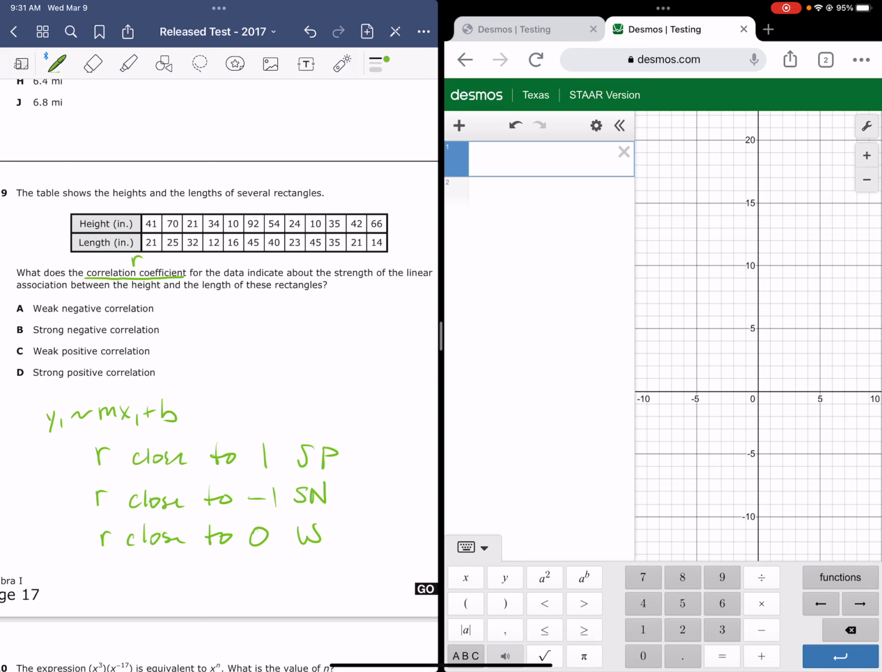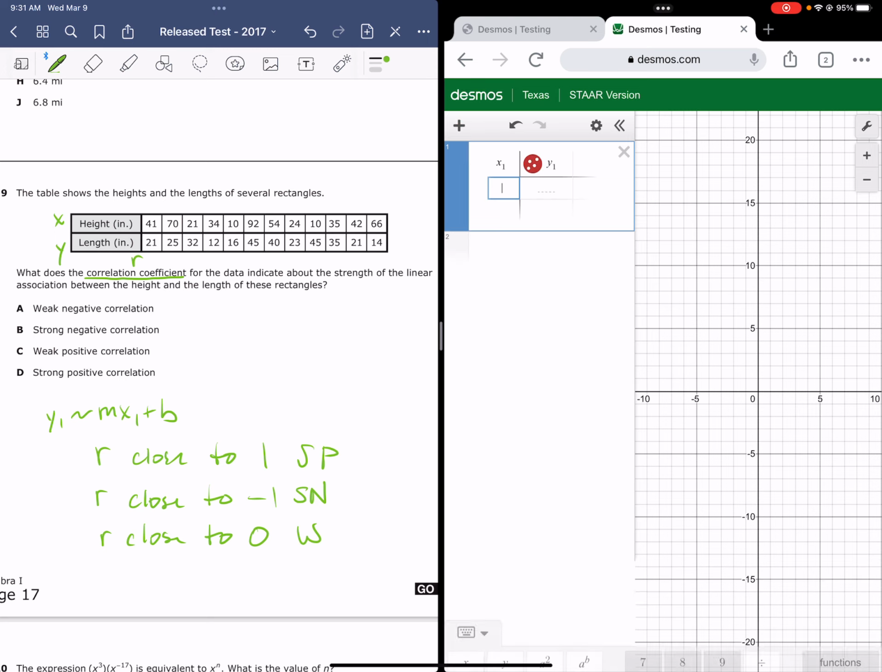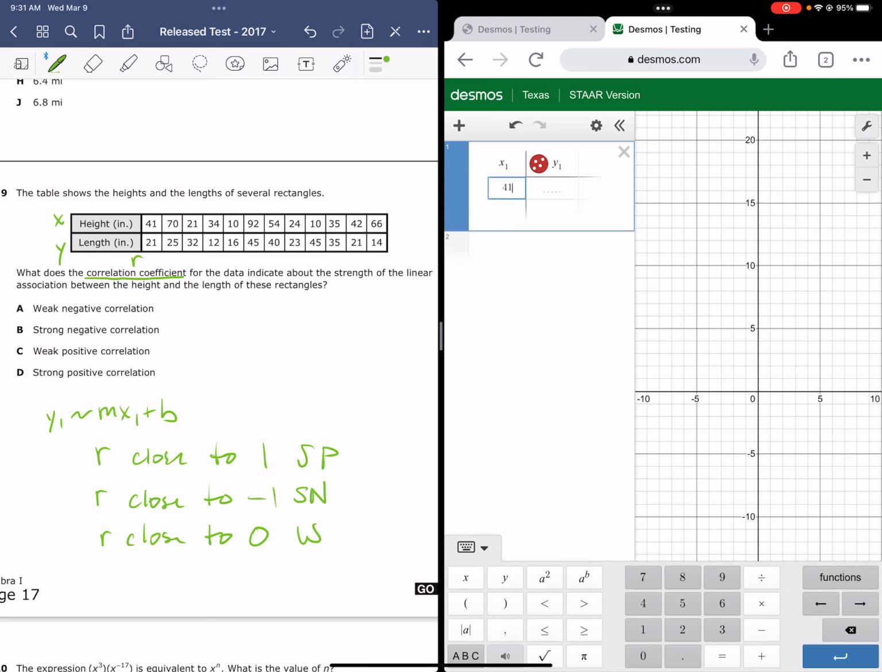Let's go ahead and type into Desmos a table that represents our data. We notice that height is going to be the x and length is going to be the y. Adding a table here and then going ahead and typing in all of the values, making sure that we do not have a typo. We also make sure that we use all of the data points.